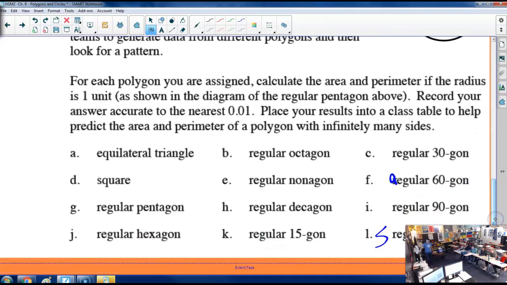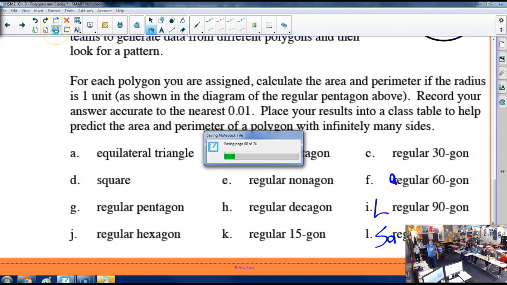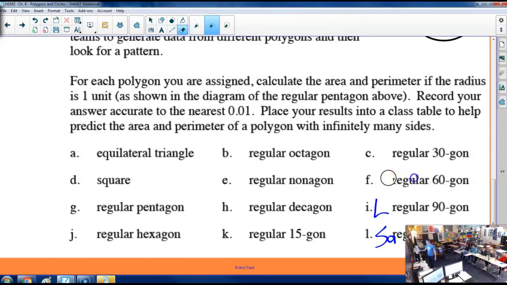Come on, smart board. Who wants the 90-gon? Me. Liang. Who wants the 60-gon? Who wants the 30-gon? Sophia, I guess. And you get the octagon. What do you want? Do you want the 10-gon? Let's do the decagon. David, do the 10-gon. What about the 15-gon?